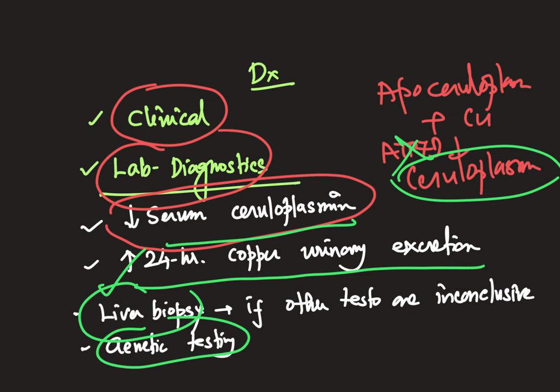There will be a progressive toxic buildup of copper in the body, and it would gradually spill over, first in the liver, then to the rest of the body, causing progressive accumulation and damage. So this, in essence, is Wilson disease.